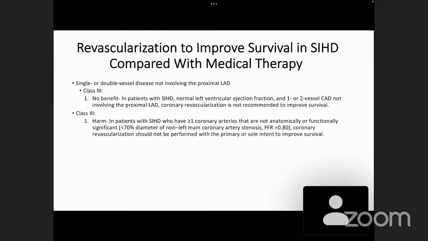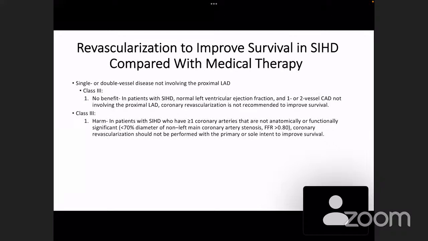For the single or double vessel disease not involving the proximal LAD, class 3 indication, class 3, no benefit. It shows no benefit in patient with stable ischemic heart disease and normal left ventricular ejection fraction, and 1 or 2 vessel coronary artery not involving the proximal LAD. Coronary revascularization is not recommended to improve the survival.